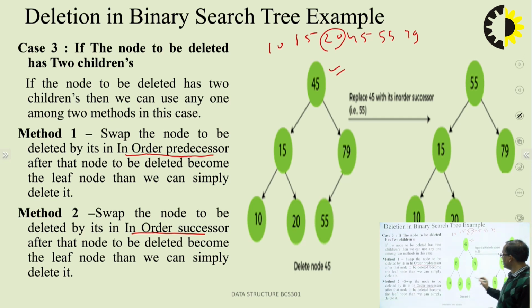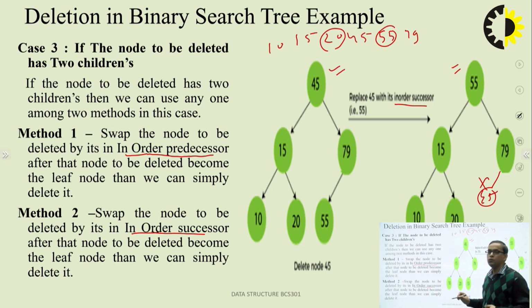This is the case of in-order successor. The in-order successor of 45 is 55. So we will swap 45 and 55. So 55 is here, and 45 becomes the leaf node. Now we will simply delete it. So after deleting 45 using the in-order successor method, this will be the binary search tree. But what if we have to use the in-order predecessor?